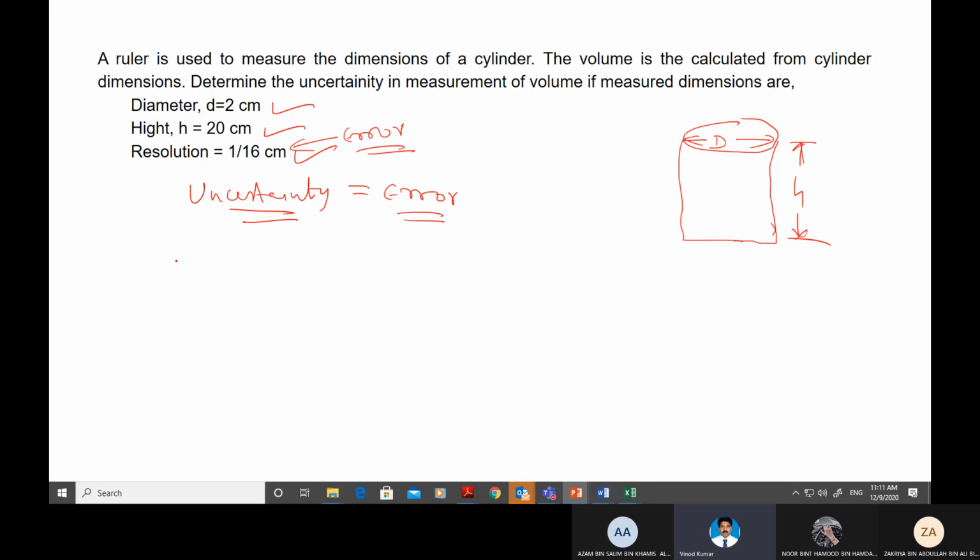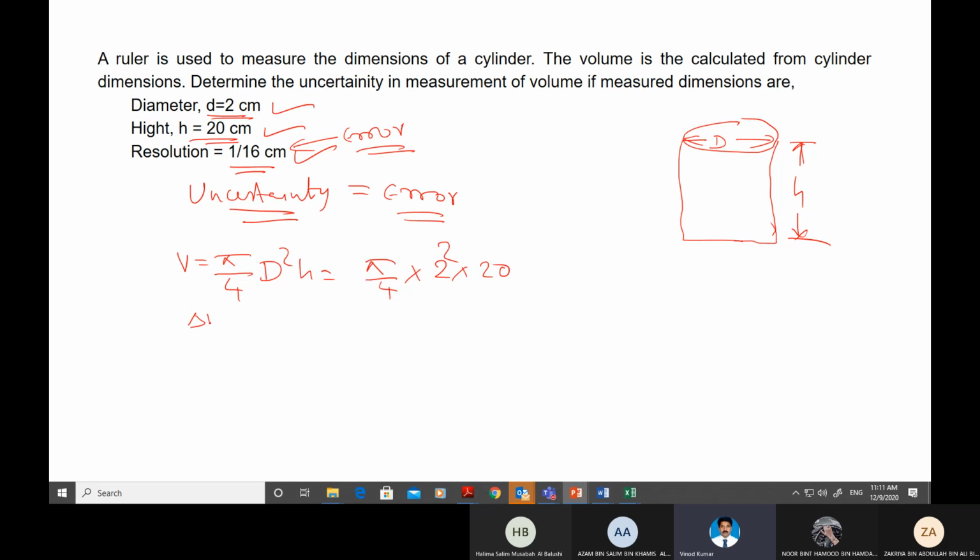So uncertainty is calculated using the equation for uncertainty in volume. We know how to calculate the volume, which is pi over 4 d square h, which is pi over 4 times diameter 2 square times h, which is 20. Now the question is, you are using a ruler to find the diameter and the height. The error of the measurement is 1/16. How to find the uncertainty?